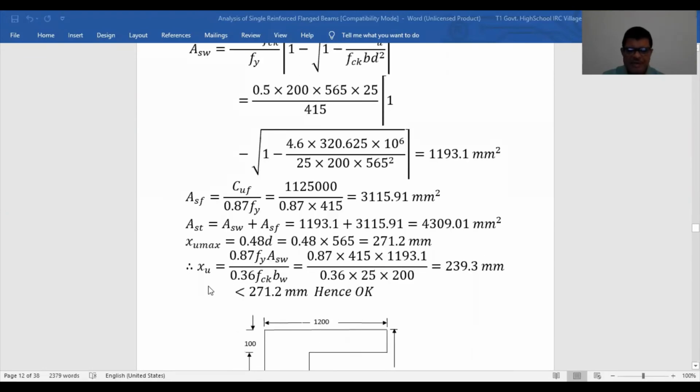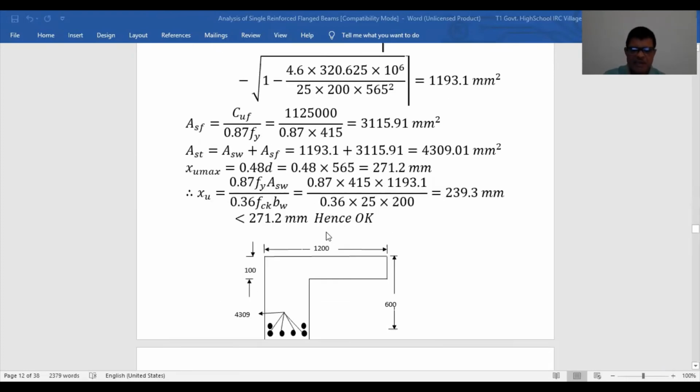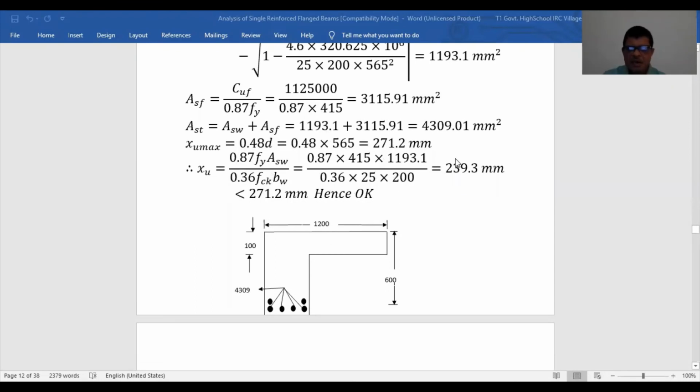So you can calculate your XU. XU is equal to 0.87 Fy ASW. Again, as a rectangular section, it's coming 239, less than 271. So all these things become okay. Now provide the steel only. So we have found 4309.01. So that steel is provided here.